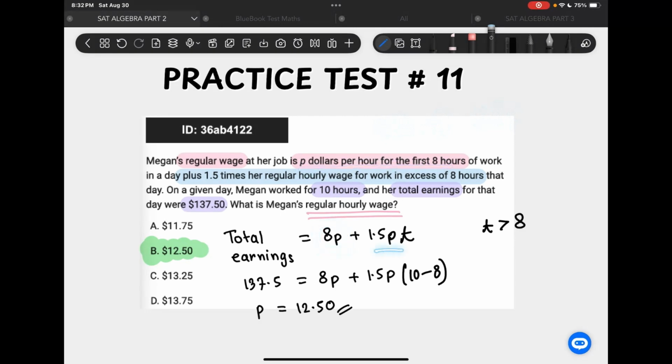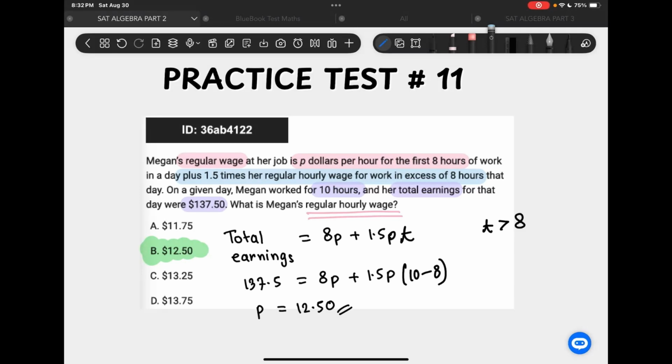Now, 1.5P into T. So 1.5P is coming from this: plus 1.5 times her regular hourly wage. So this is 1.5 into P. And this T is for the additional hours she worked, which is basically greater than 8. So this T is greater than 8 because for the first 8 hours, we're taking that 8 here into consideration.